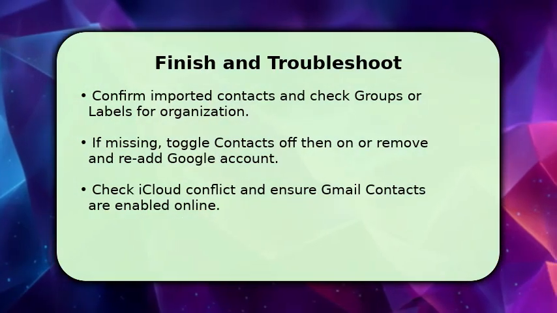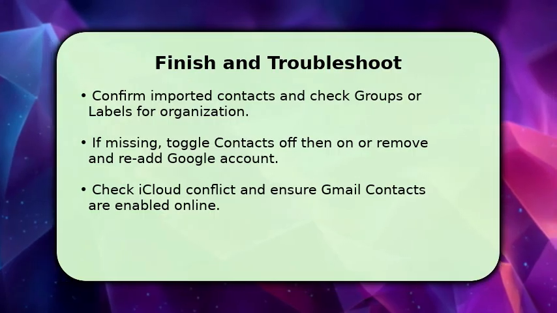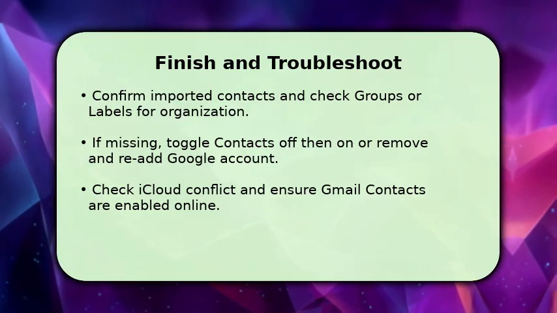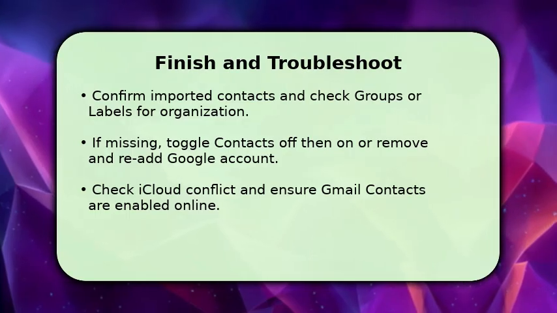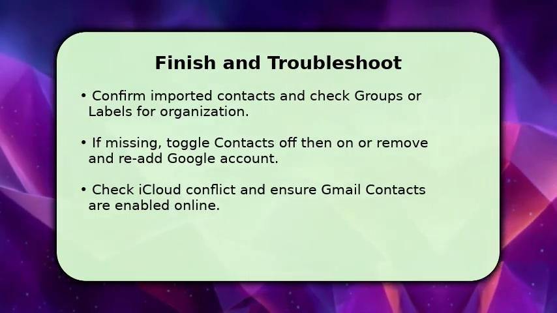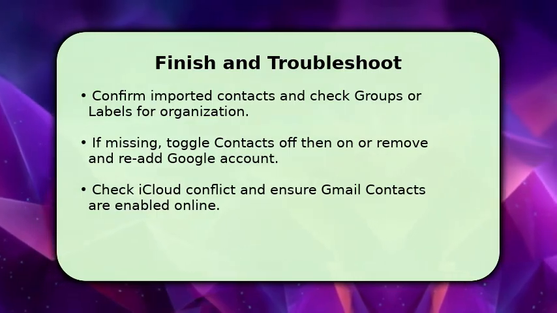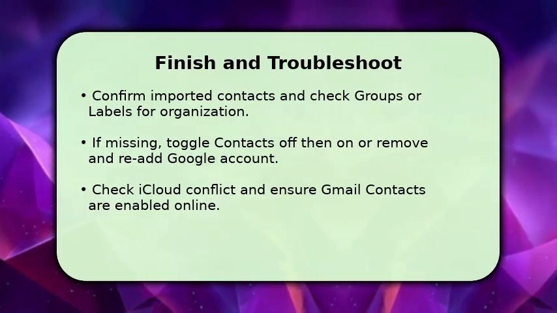If something's missing, first toggle Contacts off for the Google account, wait 10 seconds, then toggle back on to force a sync. If that fails, remove and re-add the Google account. Make sure iCloud isn't set as the default or locking entries, and verify in Gmail Contacts, desktop, that the items exist. Key troubleshooting tip: remove and re-add the account only after confirming.